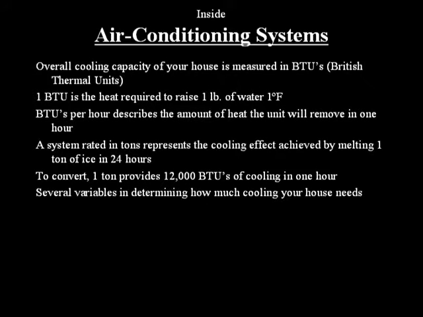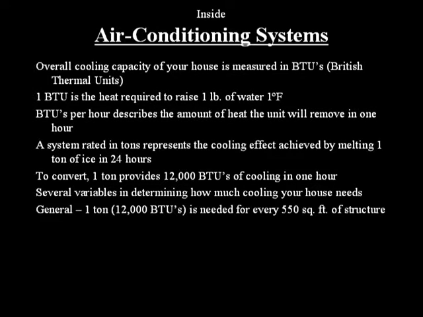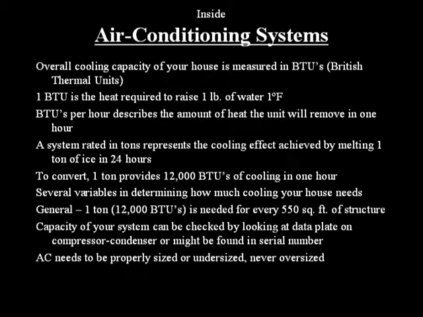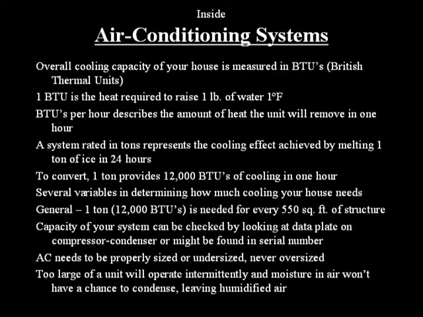Of course, there are several variables that have to be factored in determining how much cooling your house needs, but the general rule of thumb is 1 ton, or 12,000 BTUs, is needed for every 550 square feet of structure. The capacity of your system can be checked by looking at the data plate on the compressor condenser, or might be found somewhere in the serial number. An air conditioning system needs to be properly sized or undersized, never oversized. Too large of a unit will operate intermittently, and the moisture in the air won't have a chance to condense, thus leaving humidified air.